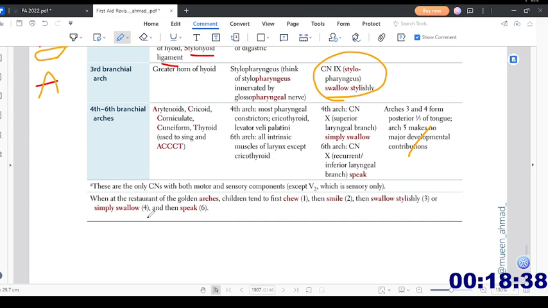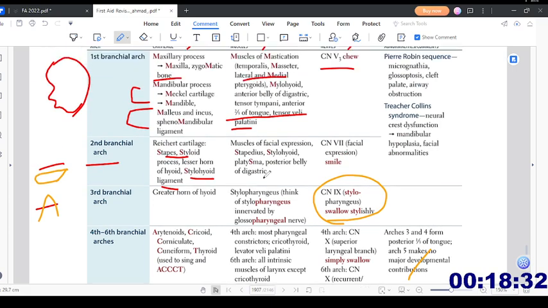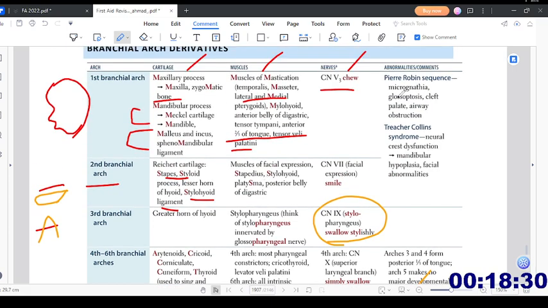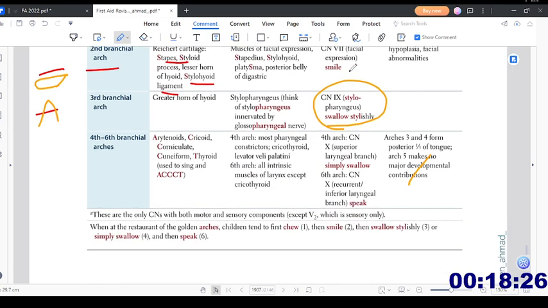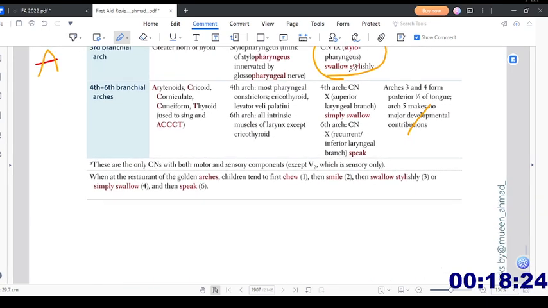So these are the only cranial nerves with both motor and sensory components, except V2, which is sensory only. So what's that? All of the nerves will have sensory and motor components both. Yep, except for V2, which is sensory only.